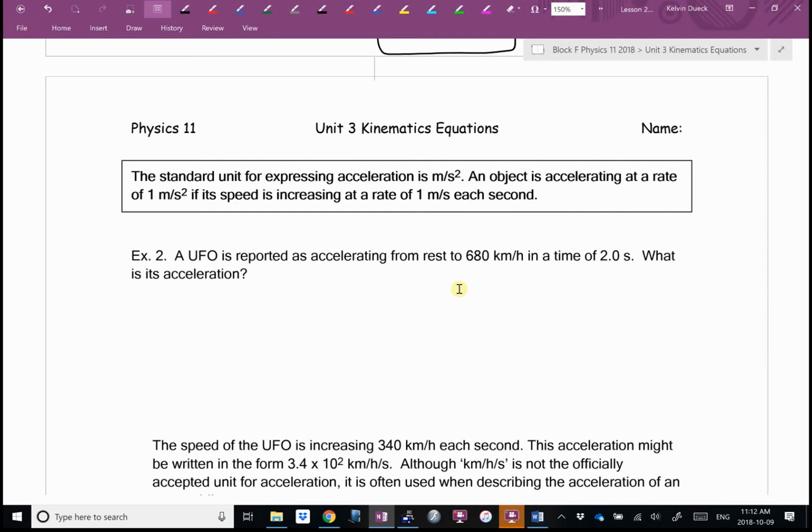Why do we use that? Because what's the speed unit for cars? Kilometers per hour. I don't like it, but okay, here's an example. Supposing a UFO is reported as accelerating from rest. You know what? All of us right now underline the words from rest. To 680 kilometers per hour in a time of 2.0 seconds.